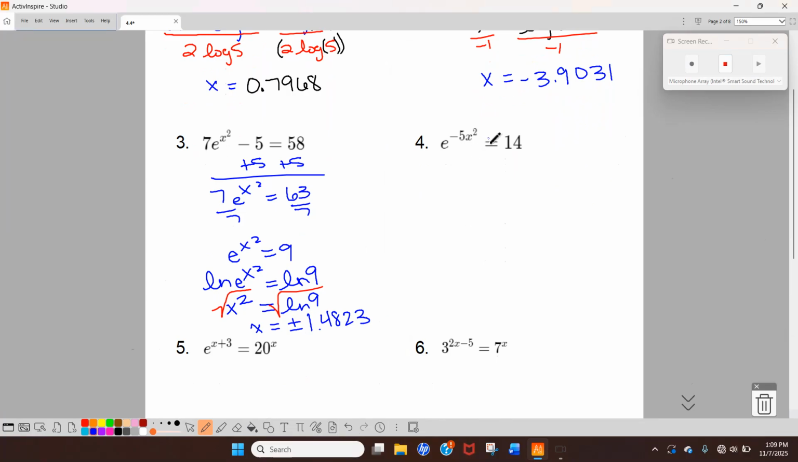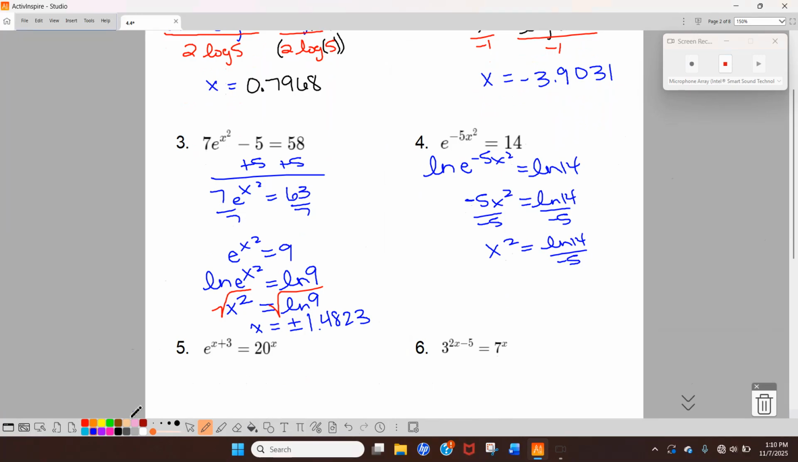All right, so number 4, again, we have e, so we're going to do natural log. And then ln of e cancels out, so negative 5x squared, that exponent just falls down. We will divide by negative 5. So x squared will equal whatever ln of 14 divided by negative 5 is.